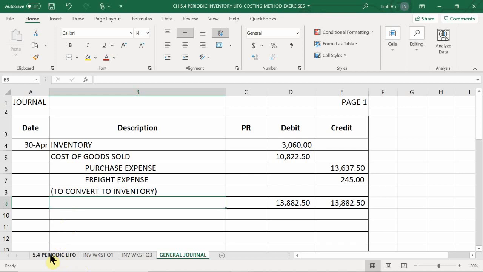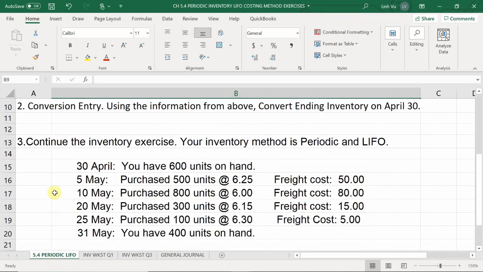Okay. However, we do need to start journalizing once we make a new purchase of inventory. So in this case, on May 5th, we purchased a total of 500 units at $6.25 each, with the freight costing $50.